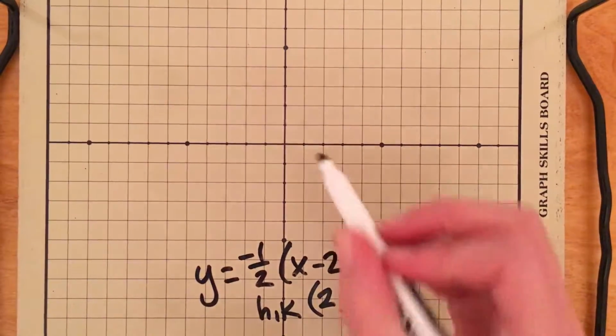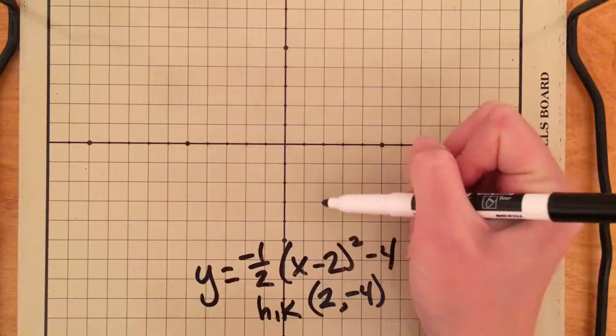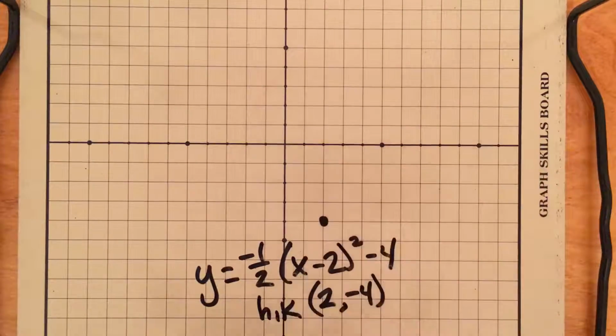So I'm going to start by graphing that. 2, 1, 2, 3, 4. Ooh, we barely fit that in there. So that's where I'm going to start from.